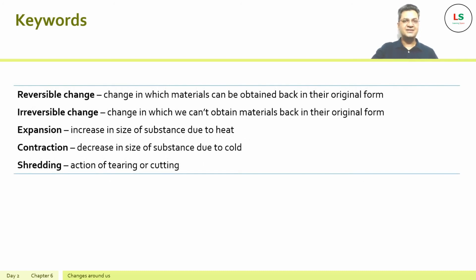Here are some keywords used throughout the chapter. Reversible change, change in which materials can be obtained back in their original form. Irreversible change, change in which we can't obtain materials back in their original form. Expansion, increase in size of substance due to heat. Contraction, decrease in size of substance due to cold. Shredding, action of tearing or cutting.